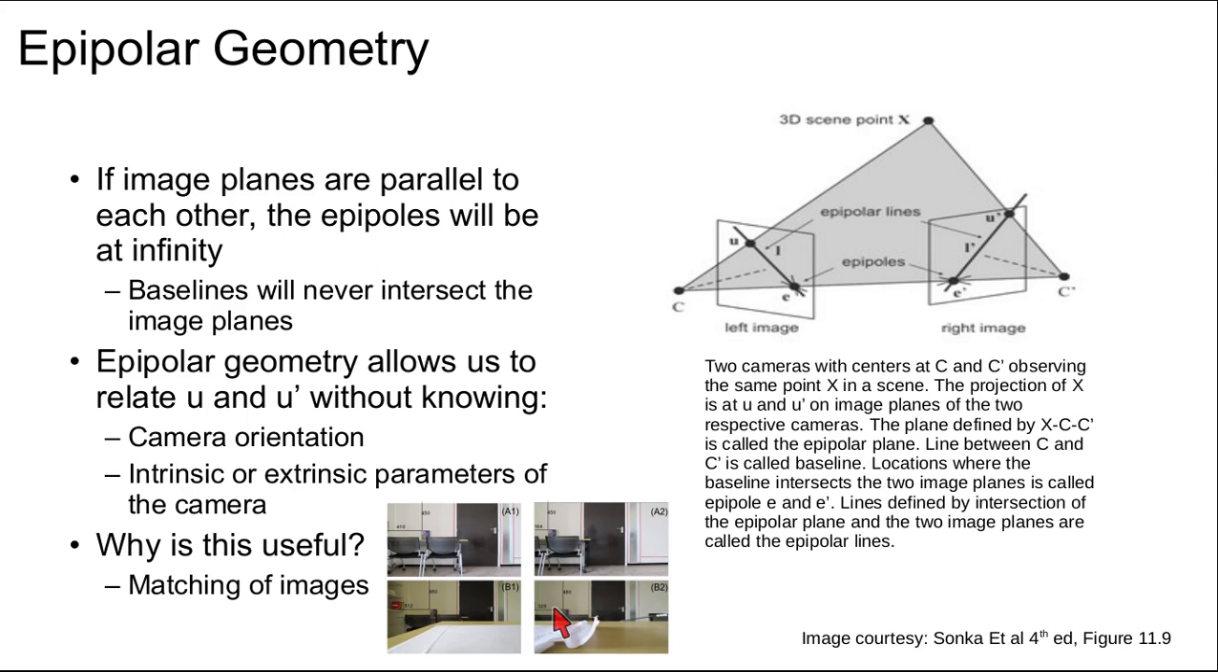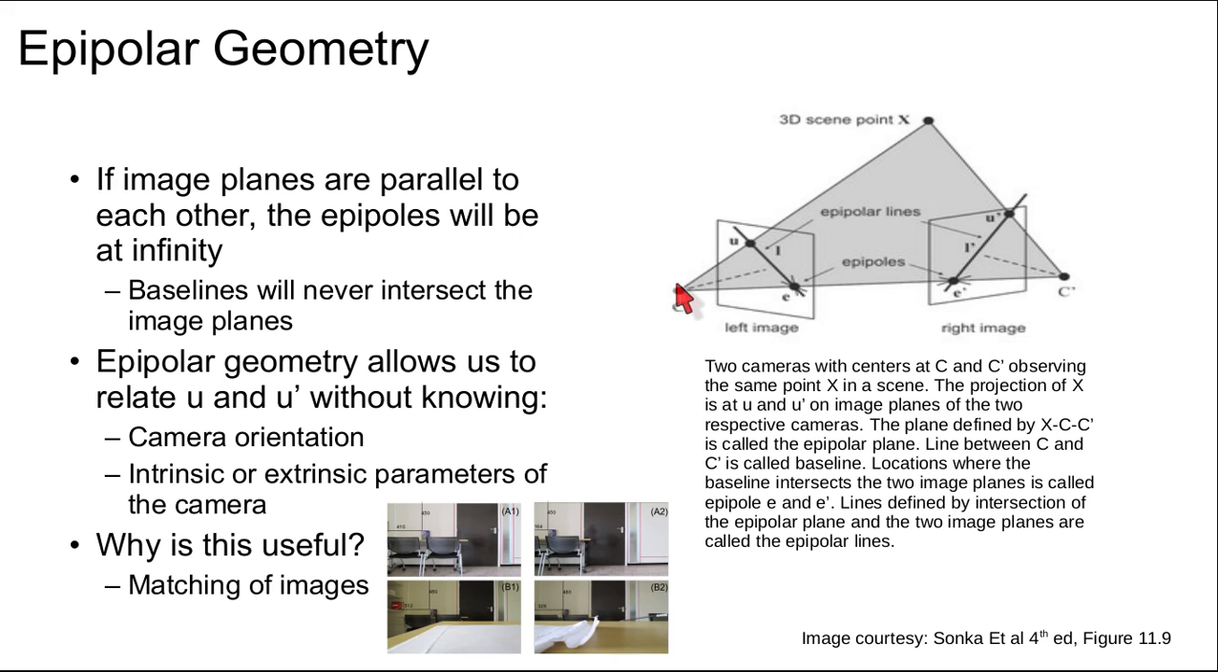Now let us study epipolar geometry. In order to study epipolar geometry, we will assume that there are two cameras with centers at C and C dash that are observing a 3D scene point X. The projection of this point X is at the location U on camera C, and the projection of X on camera C dash is at the point U dash. The plane defined by X, C and C dash is called the epipolar plane, and the line between C and C dash is called the baseline.